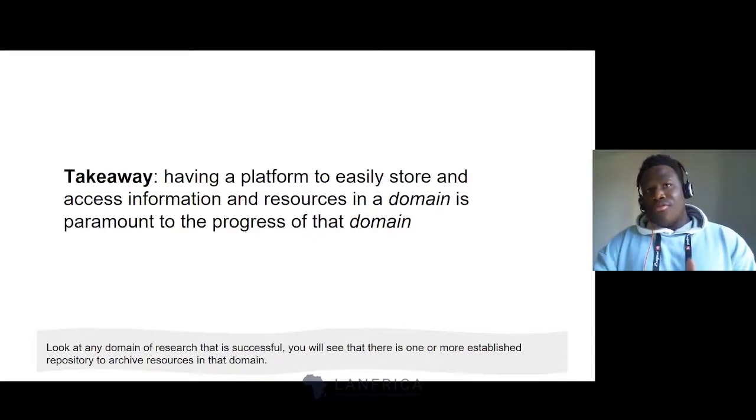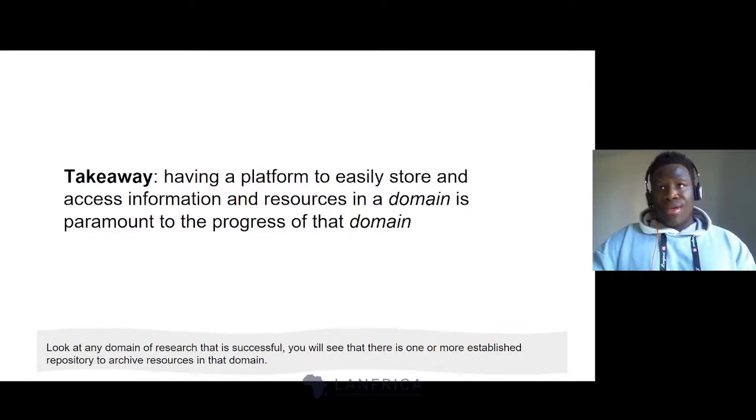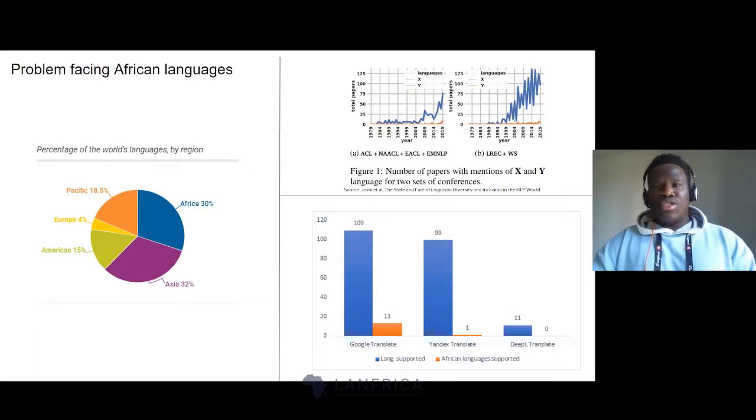And so the takeaway from this, if you look at any domain of research, the medical domain, scientific domain, any successful domain, you will see that there is one or more established repositories to archive resources in that domain. For programming, it's GitHub, that is very known. For scientific papers, it's arXiv. For machine learning, it's Papers with Code, Zindi, and a host of others. Now we're going to apply this to African languages, which have not been well represented in language technologies.